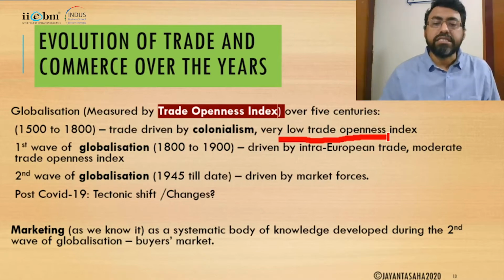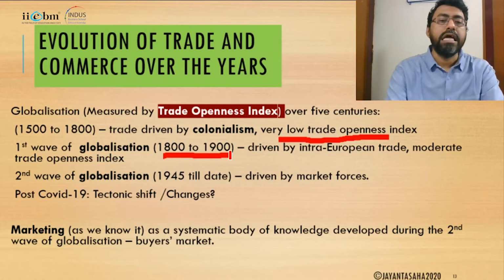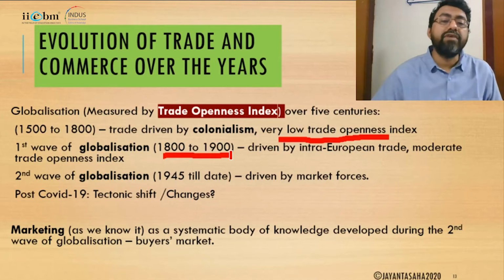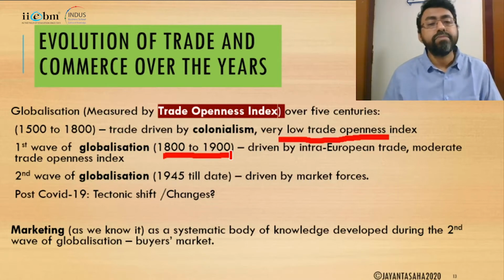In the truest sense of the term globalization, if you have to talk about the various waves of globalization, the first wave of globalization came from 1800 to 1900. Between this particular period, it was essentially driven by intra-European trade. Say Netherlands is trading with the Spanish, the Spanish are trading with the Germans, the Germans are trading with the British, the British are trading with the Spanish, and so on and so forth. So intra-European trade is happening more. From the colonies you are bringing goods, and bringing slaves also, as we have seen in an earlier slide.